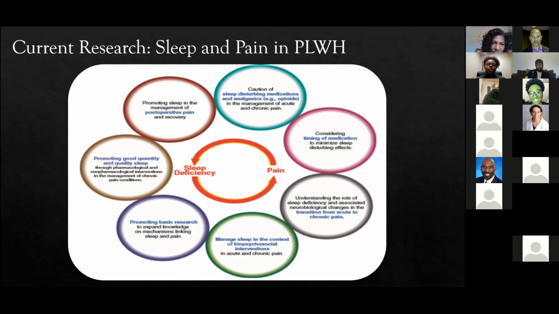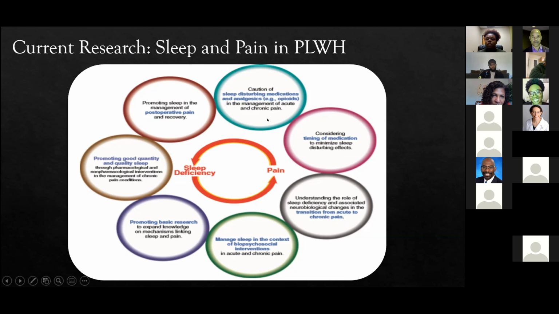This is a snapshot of things that need to be done in order to do this. I won't point out everything, but some of the things are promoting basic research to figure out the mechanisms linking sleep and pain in people living with HIV, being cautious with sleep-disturbing medications when treating people who have chronic pain, and hosting biopsychosocial interventions to deal with sleep and pain in people who have HIV.